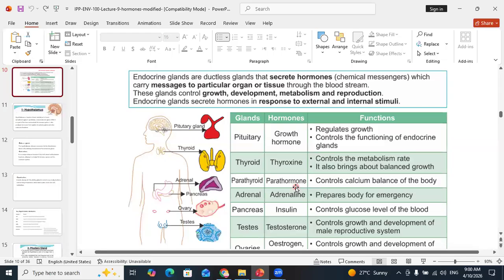The adrenal gland that is present at the top of the kidney produces adrenaline, and it prepares the body for emergency or panic mode. The pancreas produces insulin. Actually, the pancreas is producing two different hormones. One is insulin, the other is glucagon, and they control and regulate the blood sugar glucose.